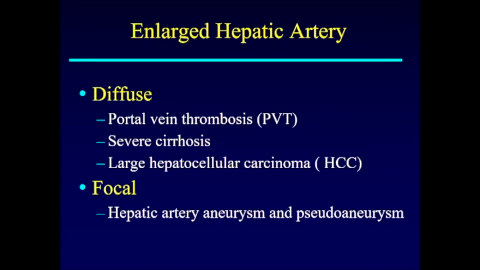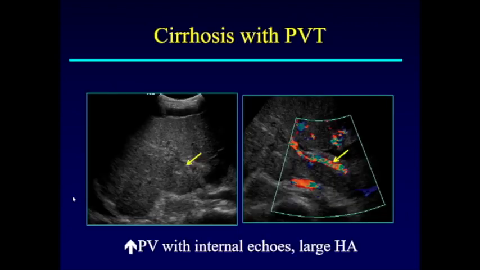So when you see enlargement of the hepatic artery in a diffuse fashion, think immediately about, could this patient have portal vein thrombosis? But you can also see it in patients with very severe cirrhosis because, again, the portal venous inflow is impeded and decreased. And, of course, large hepatocellular carcinomas, because they're fed by the hepatic artery, will lead to enlargement. If you see focal enlargement of the hepatic artery, think about hepatic artery aneurysms or pseudoaneurysms.